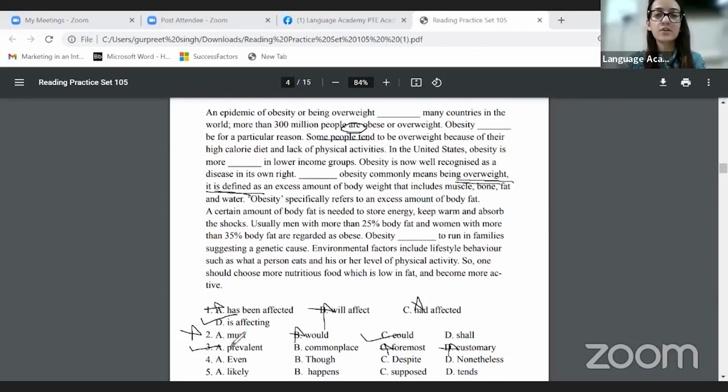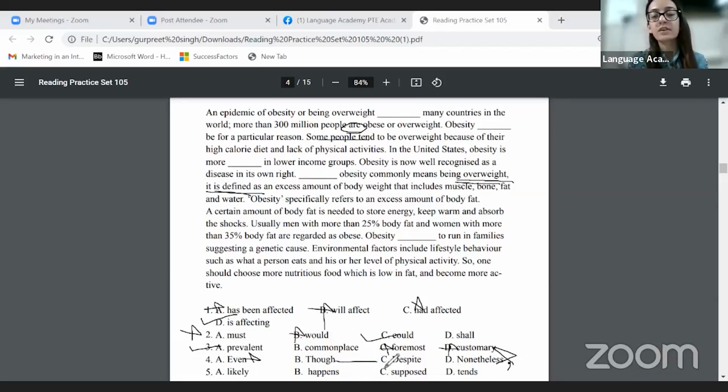We cannot say even obesity. Even doesn't come when you have contrast. Nonetheless also doesn't come without a comma. We need a comma after nonetheless. Nonetheless is a connector used in place of however. Better version of however, and nevertheless is nonetheless.